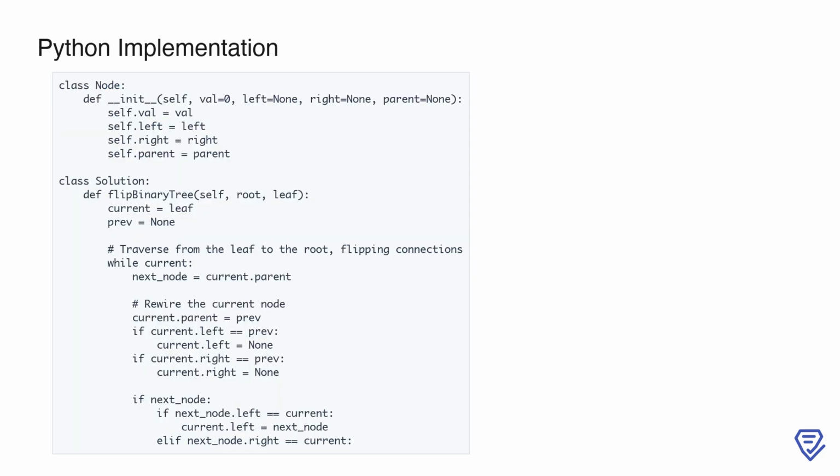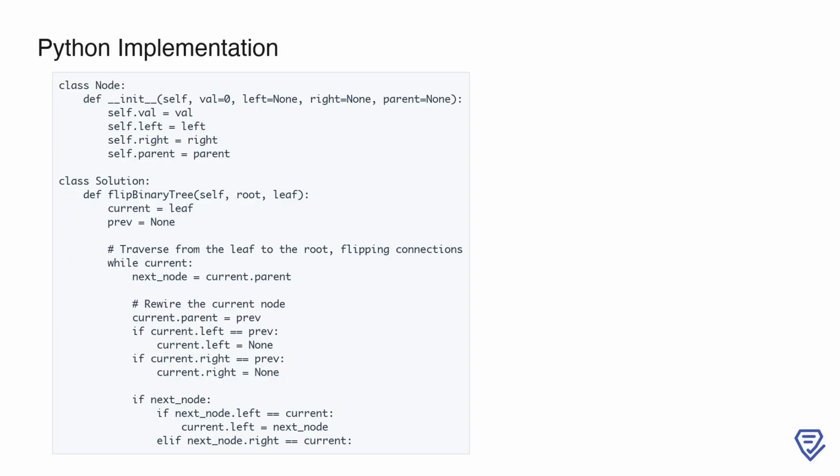Here, we start by defining a node class to represent each node in the binary tree. Each node has a value, left and right child pointers, and a parent pointer to keep track of its parent node. This setup allows us to traverse both upwards and downwards in the tree.